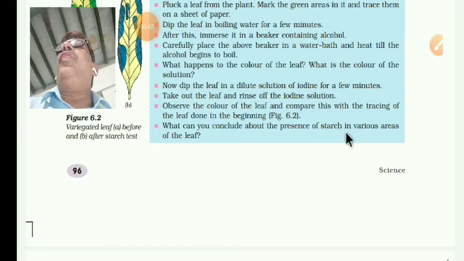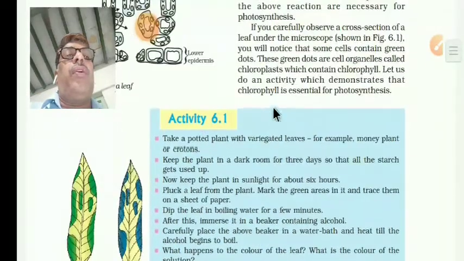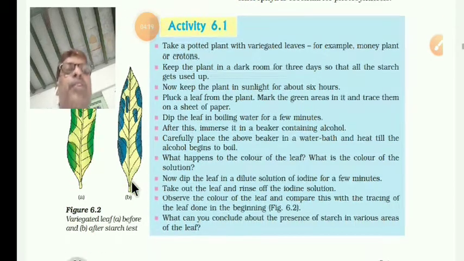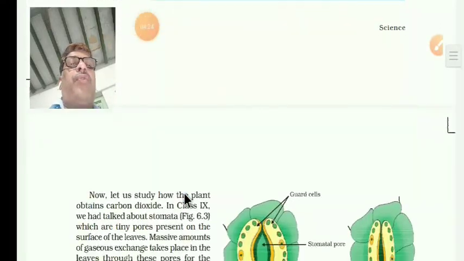While the chlorophyll-devoid areas, where chlorophyll is not there, remain colorless. In this way, you can show that chlorophyll is essential for photosynthesis. Look here at the leaf, which areas become blue-black in color. So this is the beginning one, and after the tracing, you added the iodine. This shows it is a variegated leaf. Okay, now next we go through that.